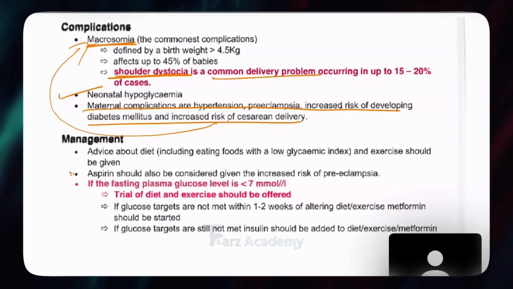So for main management, you need to give aspirin and you need to have a diet. If the fasting glucose level is less than 7, trial diet and exercise. If not, then we can start with metformin and later insulin. So the usual treatment: first diet, then metformin, then insulin. Nothing extra.